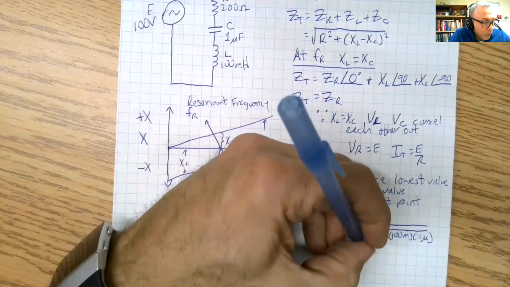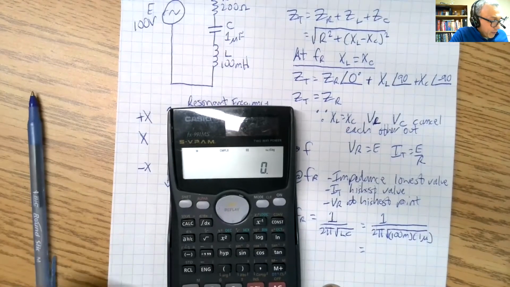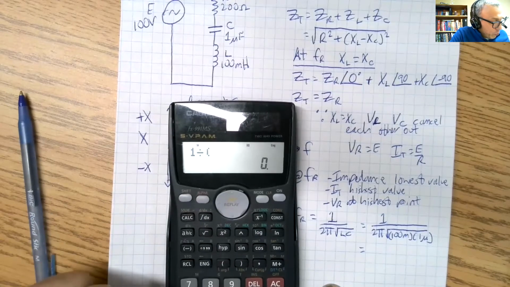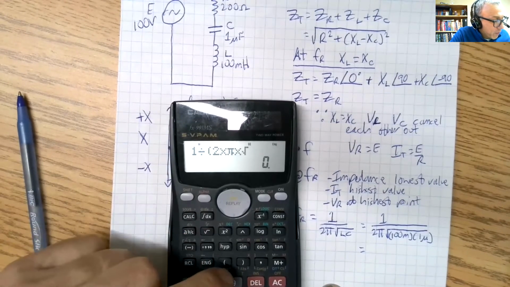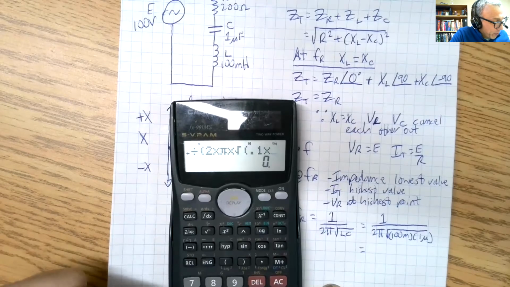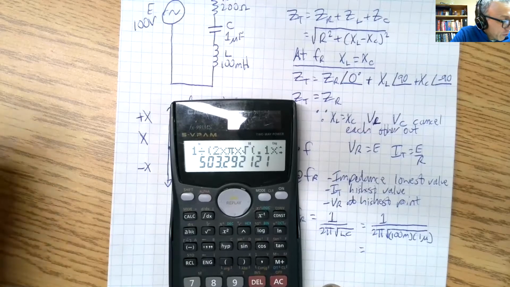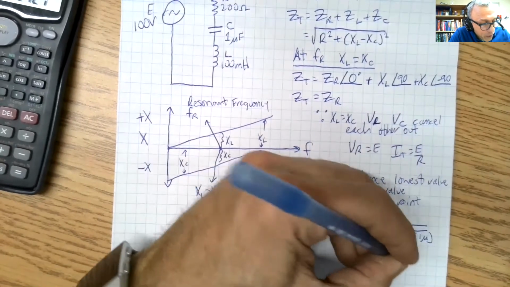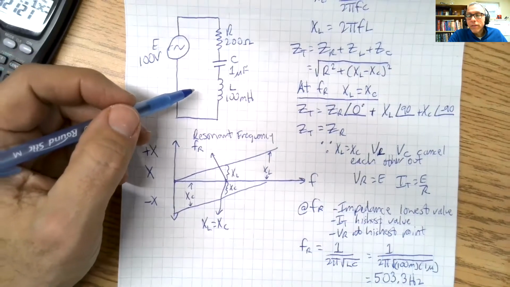That's what we have there. So what we end up with there is, if I was to do it in my calculator, in regular mode, it is 1 divided by 2 times pi times the square root of, in brackets, L, so it's 0.1, 100 milli, times 1 micro. Okay, and we get 503.3 hertz. So at 503.3 hertz, this circuit will be in resonance.